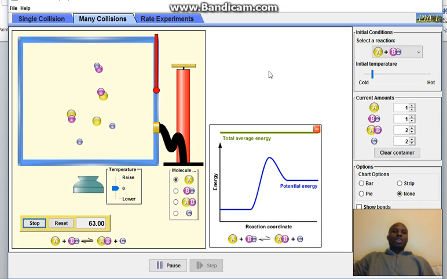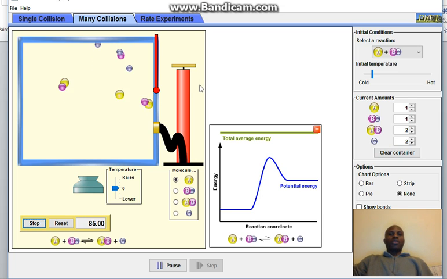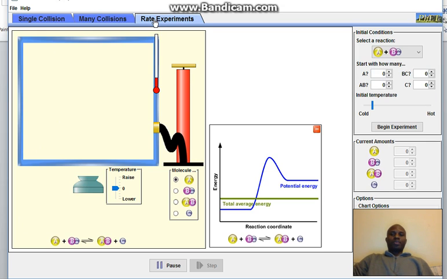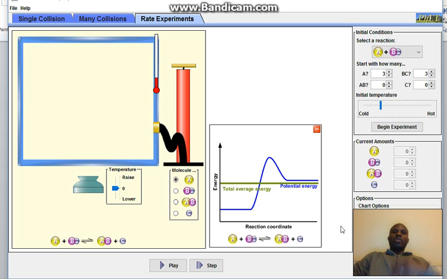So basically, you are going to answer the questions from the handout using this simulation. You can also do rate experiments. Now you can go here. Let's say we have 3 of A, 3 of BC. Then we select the temperature that we want to do it, and then we can do an experiment.